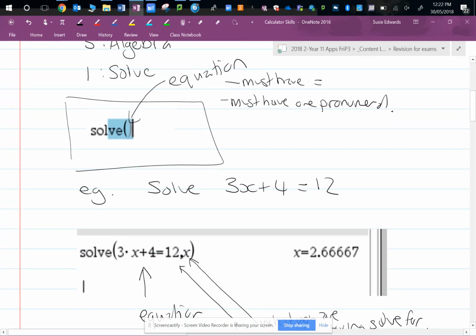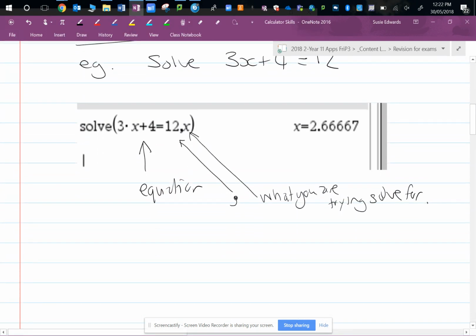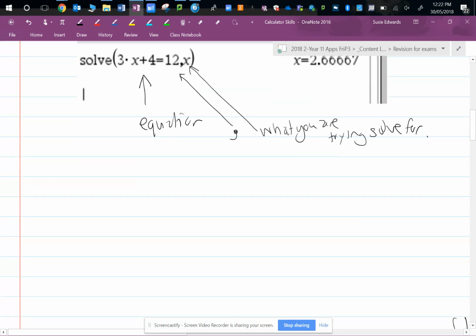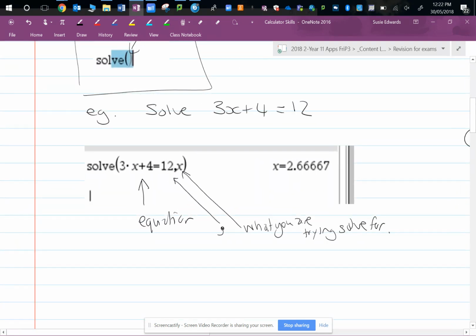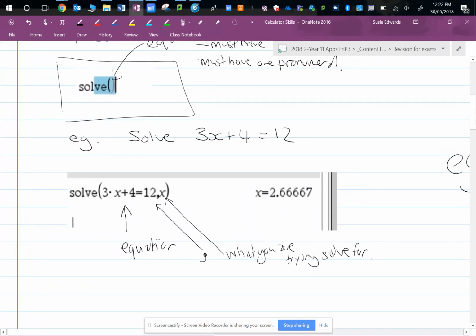All right, so when we write it, we write solve, we write our equation, we write a comma, and we write what you're trying to solve for. This is on your notes. I've copied it into this class.